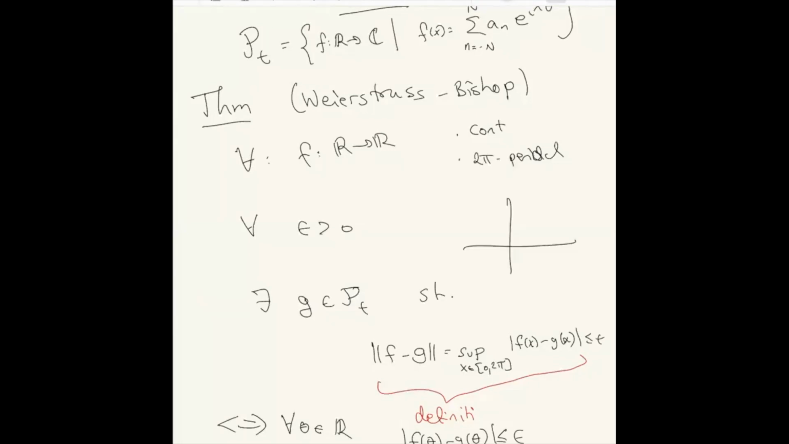So we have our 2 pi periodic function. It's enough to look at some restriction of that. This is our f. Then there's some trigonometric polynomial that is very close to it. This theorem doesn't say anything about what the polynomial looks like. Ideally, we'd like to say that this polynomial is actually a Fourier series or a part of the Fourier series, but we can't say that, not with these tools.